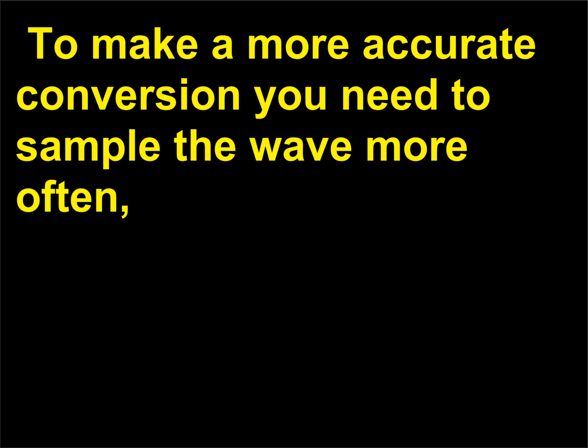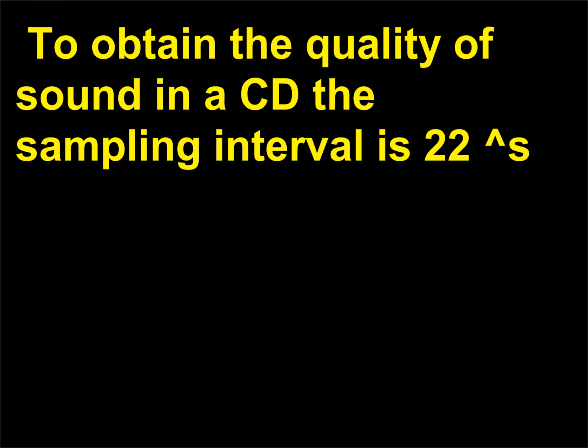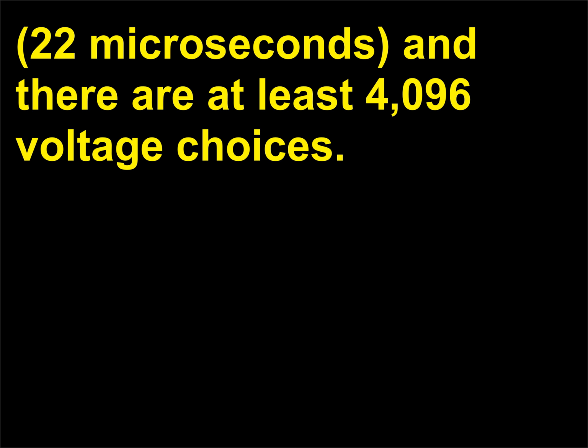To make a more accurate conversion, you need to sample the wave more often, at least every 0.1 millisecond, and to allow more than 8 voltage choices, 32 or more would be better. To obtain the quality of sound in a CD, the sampling interval is 22 microseconds, and there are at least 4096 voltage choices.